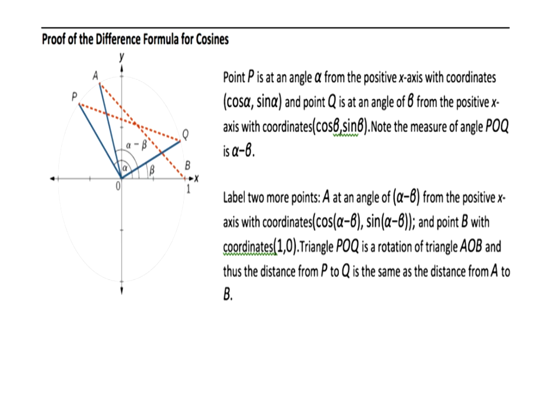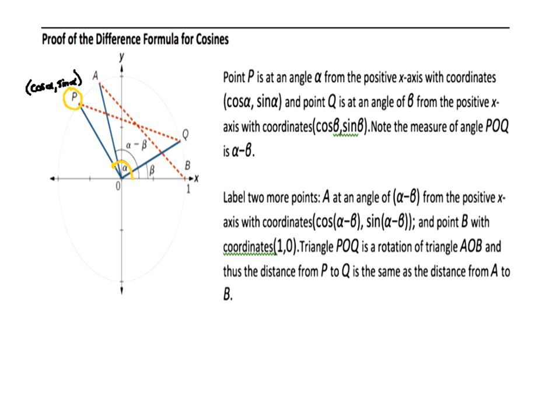So point P, that's on the unit circle right there, is at an angle alpha from the positive x-axis with coordinates, and let me not write the coordinates in yellow because you wouldn't be able to see those. So point P is at the coordinates cosine alpha, sine alpha.